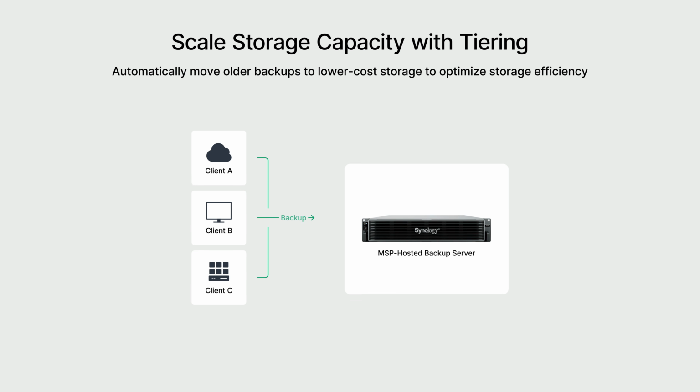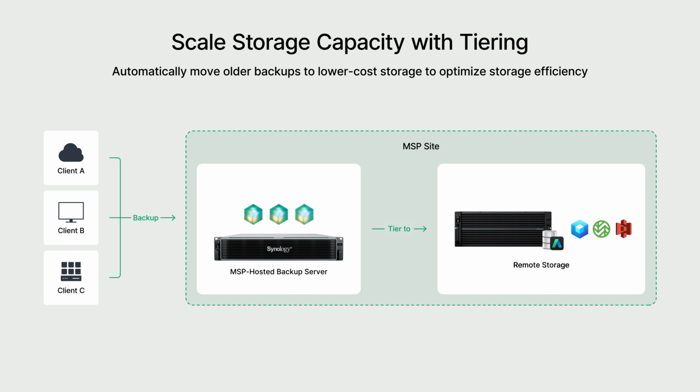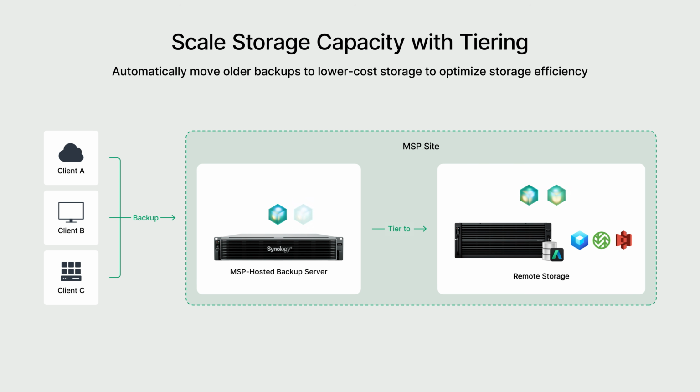As service providers onboard more clients, backup data continues to grow. ActiveProtect's tiering feature simplifies how service providers manage and scale their storage infrastructure. Define how long data should remain on the backup appliance, for example, a 30-day retention. After that period, older backups are automatically offloaded to lower-cost remote storage. This not only frees up capacity on the primary backup server, but also lowers the overall storage costs.